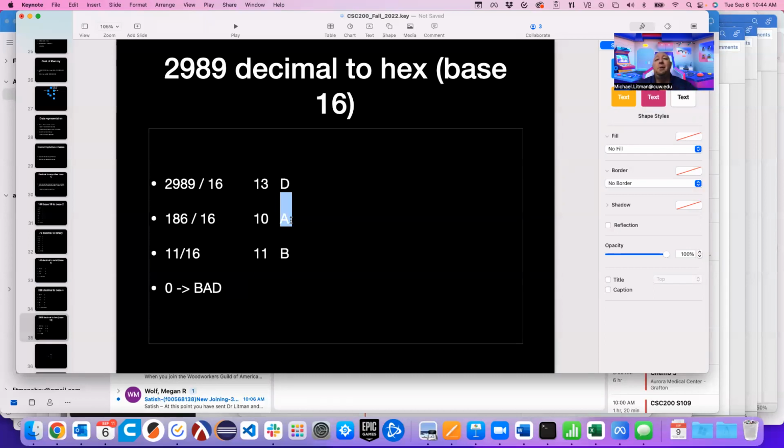Go ahead. 10 is always an A, regardless of what base we're looking at. If I was doing this in base 26, a 10 is still an A. An 11 is still a B. And a 36 is a Z.